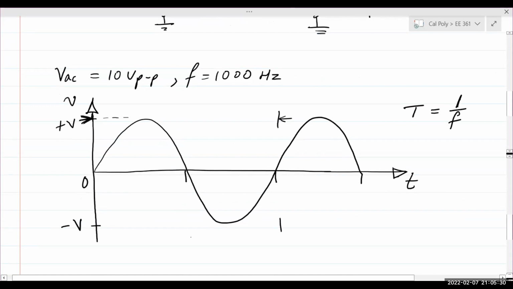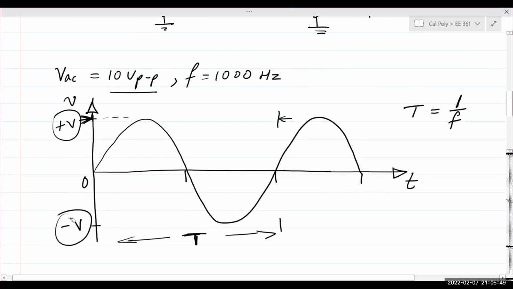Again, one cycle right here. That is the time period. Time period T is 1 over F. Students should be able to deduce or calculate what the time period is. The input signal is given to us as 10 volts peak to peak. You should be able to figure out what the positive peak and the negative peak values are. Once you have those, you'll have the input waveform.